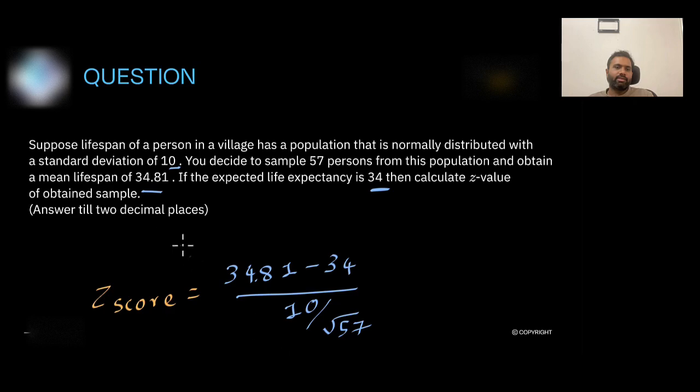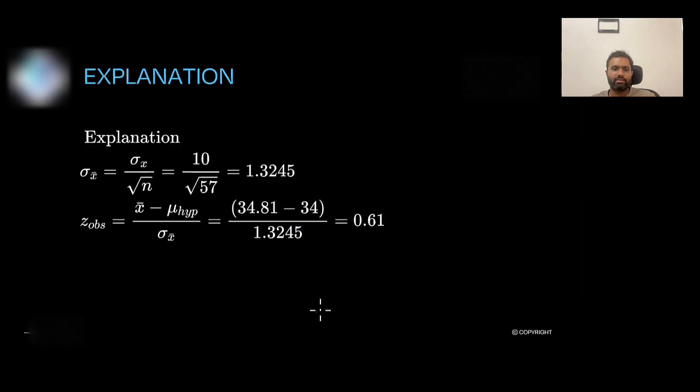So consider this question. It is simple. It is asking the z score. Sample mean is given. Original mean under the null hypothesis is given. Sigma is also given. N is also given. So you just simplify this equation and you will get it. So this 0.61 is the answer.